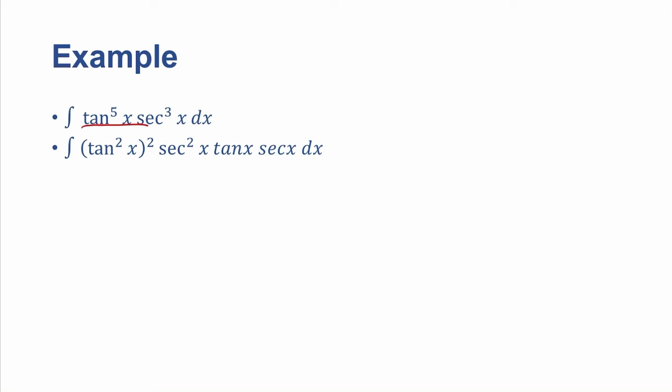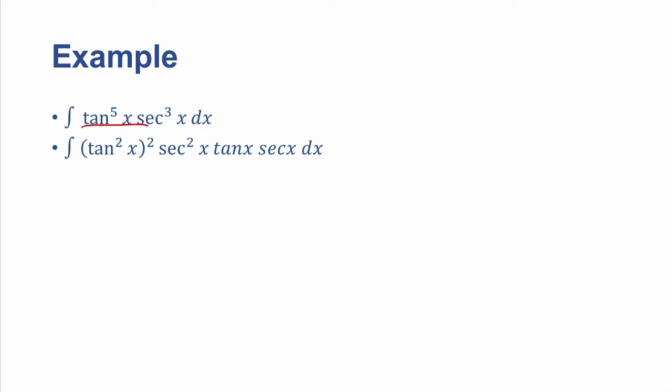For this example, I would like us to integrate tangent to the 5th of x times secant cubed of x dx. So what we're going to want to do here is look at the tangent power. Since the tangent power is odd, we want to be looking at this guy. So we want to separate a single tangent power. This is going to give us the integral of tangent squared of x, quantity squared, times secant squared of x, times tangent x, secant x.